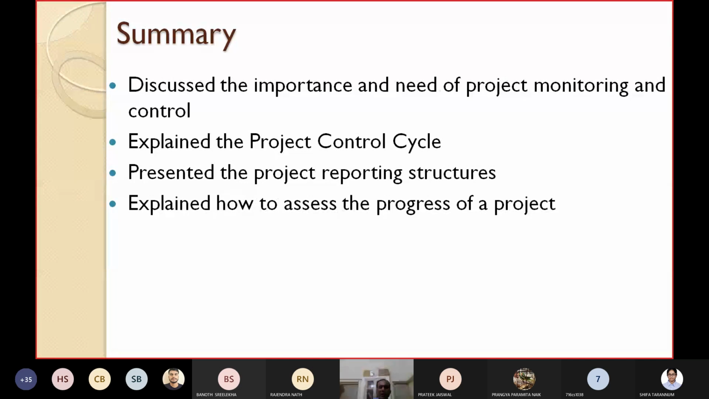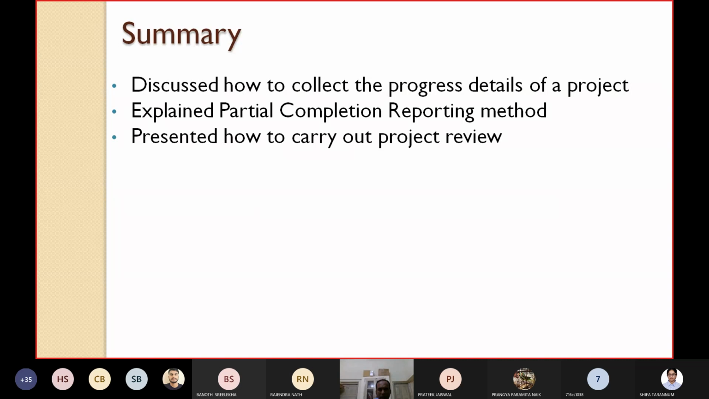We also have discussed how to collect the progress details of a project. We have explained the partial completion reporting method, the green, amber, red method. We have shown the traffic light method to handle the partial completion recording method. We have also presented how to carry out the project review. This we have taken from the software project management book. Please read yourself.